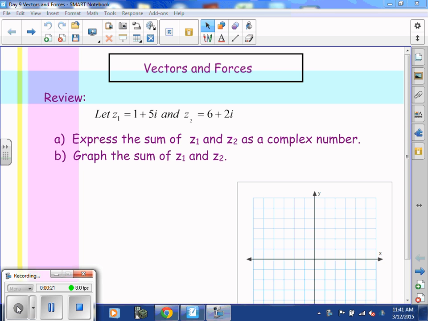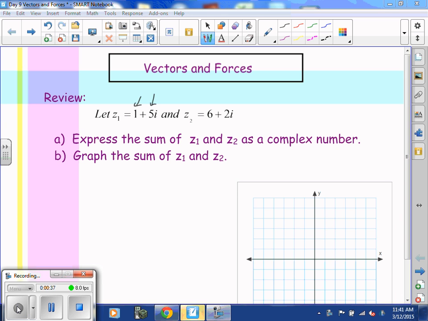What are they? Imaginary. They're not imaginary numbers. That's an imaginary number. What's 1 plus 5i? Complex number. Complex made up of the reals and the imaginaries.